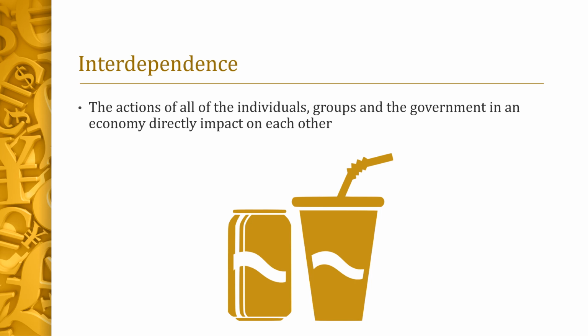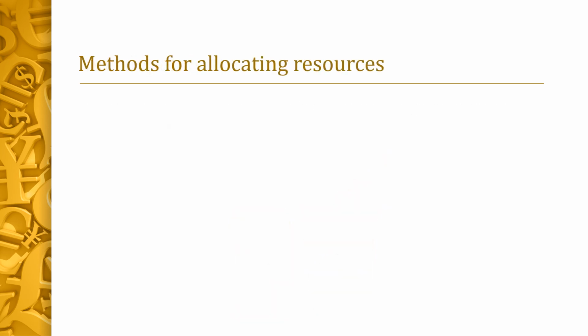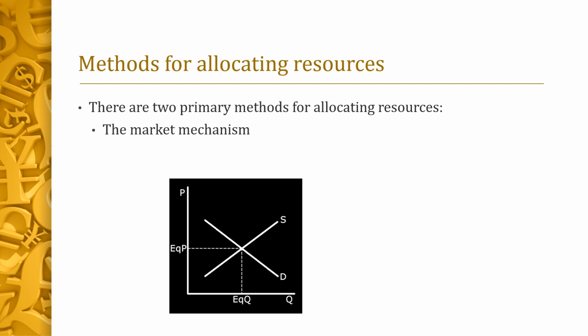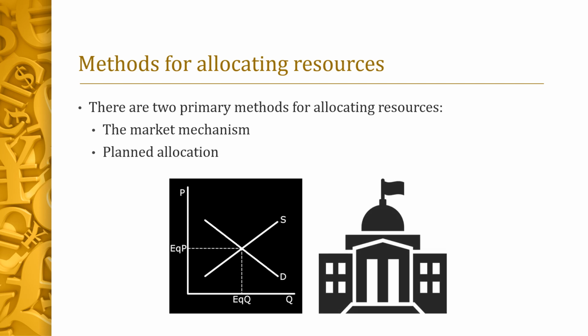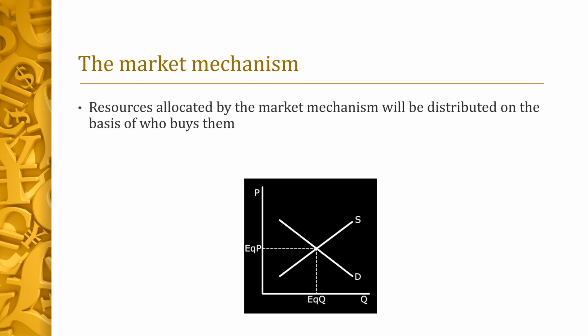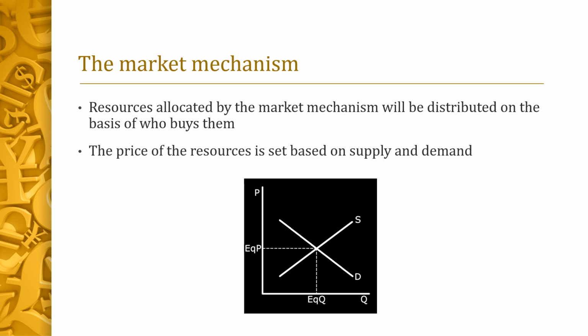There are two primary methods for allocating resources in an economy: the market mechanism and planned allocation. Resources allocated by the market mechanism will be distributed on the basis of who buys them. The price of these resources will be based on supply and demand. That means it will be determined based on the price sellers are willing to sell it for and the amount people are willing to pay to buy it.